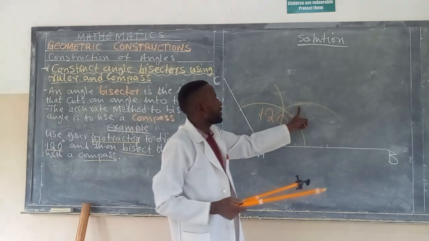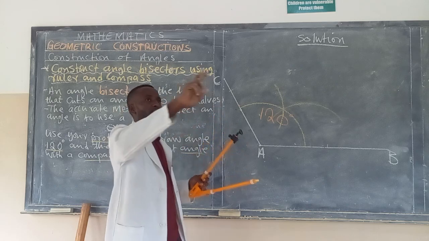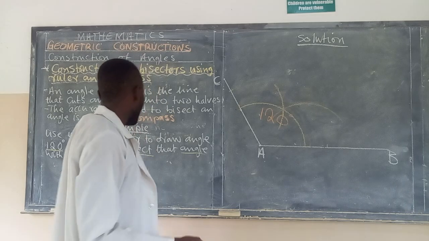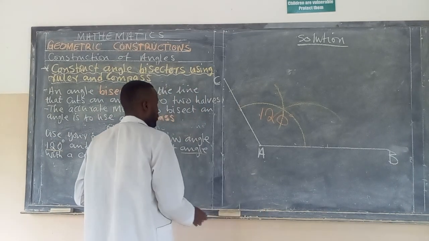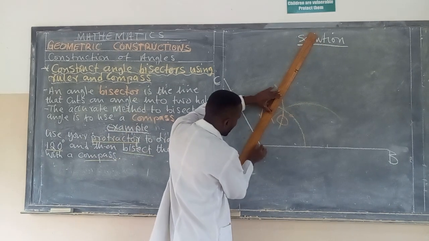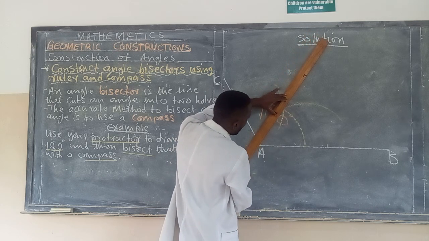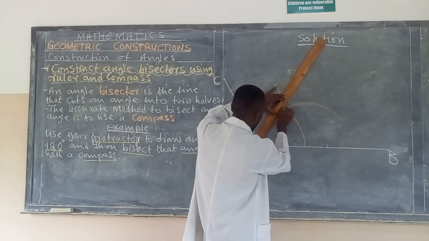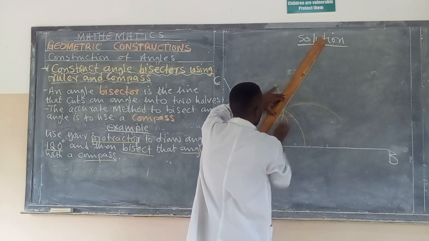Now, where this first arc and the second arc are cutting, meaning they are overlapping each other, that is where you are going to draw a straight line to indicate that I've bisected my angle. So you are going to get your ruler, put it exactly where A is here and where these two arcs are cutting, and draw a straight line there. Draw a straight line which cuts these two sides. So I'm going to draw a straight line there. This straight line.